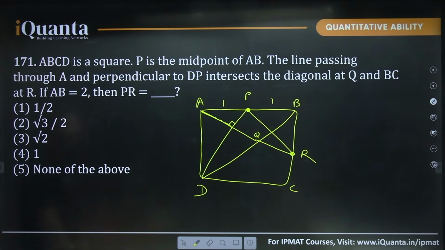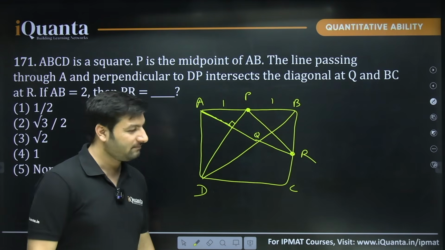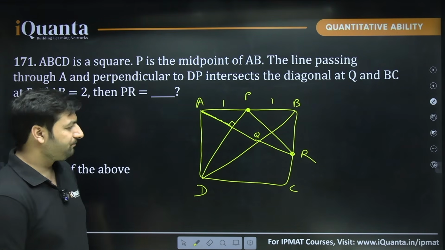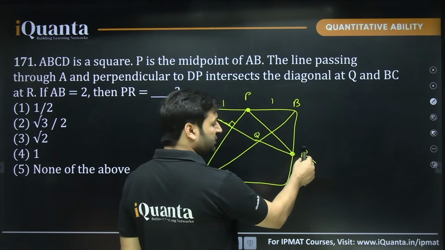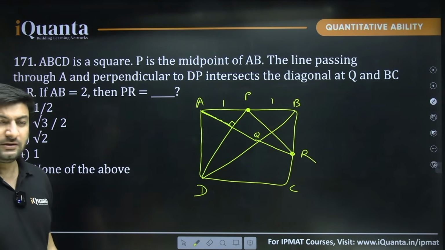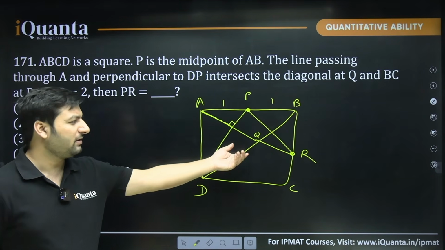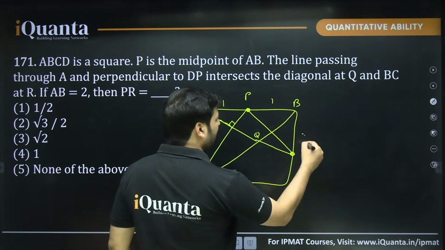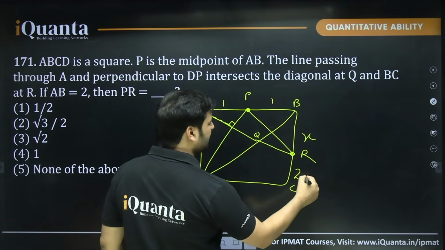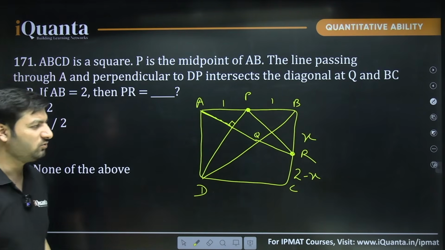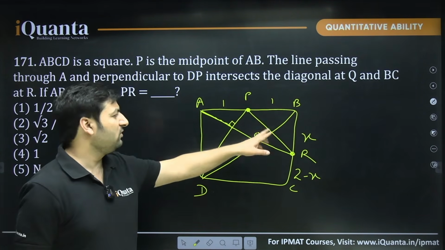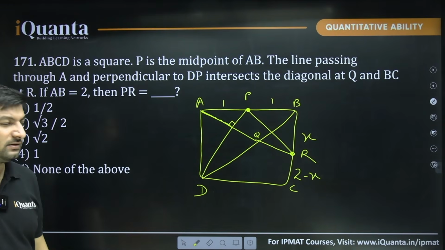Now this is a question which can be solved by similarity as well, okay, and you are not sure about the location of R, isn't it? You are not sure about the location of R, so you cannot directly apply the Pythagoras theorem here. You can say this is x, this is 2 minus x, because the side of the square is 2, isn't it? Then you'll have to use a lot of things like the Pythagoras theorem over here, but there is a shortcut to it.